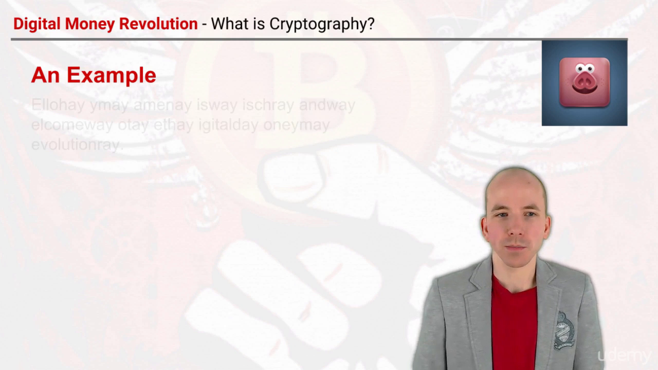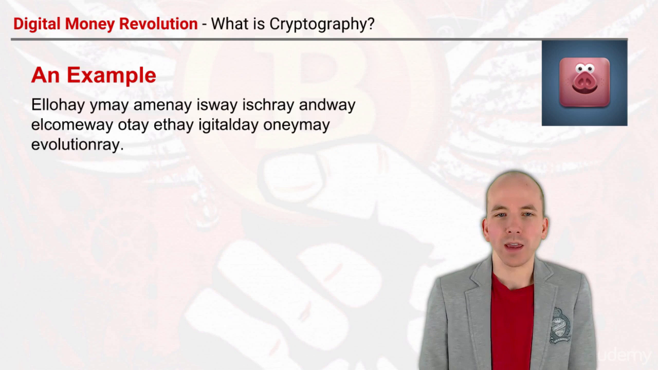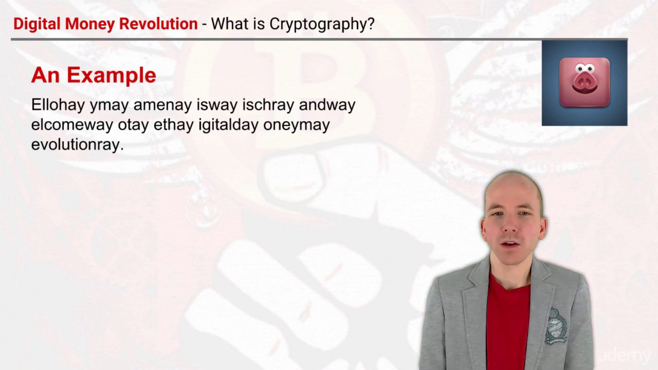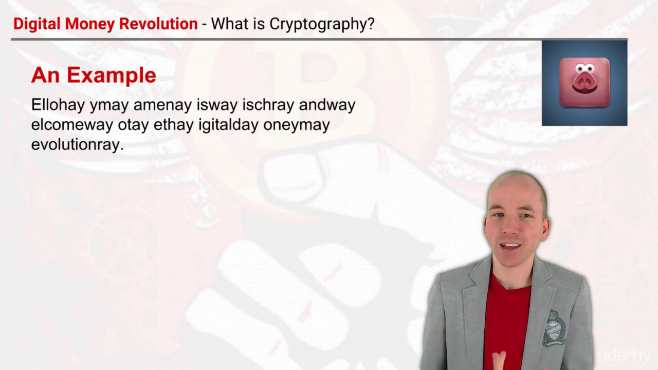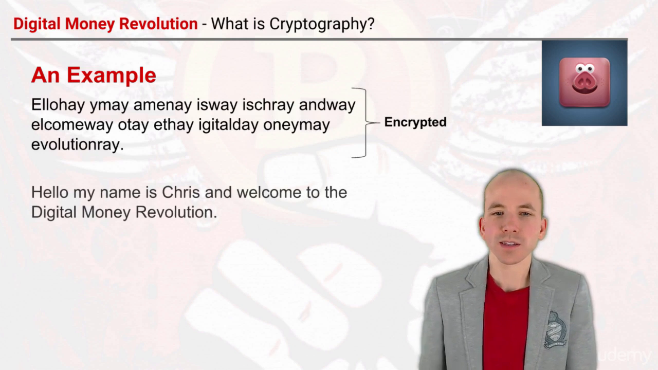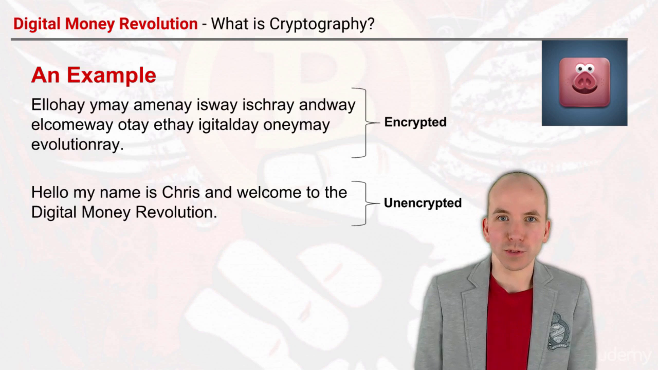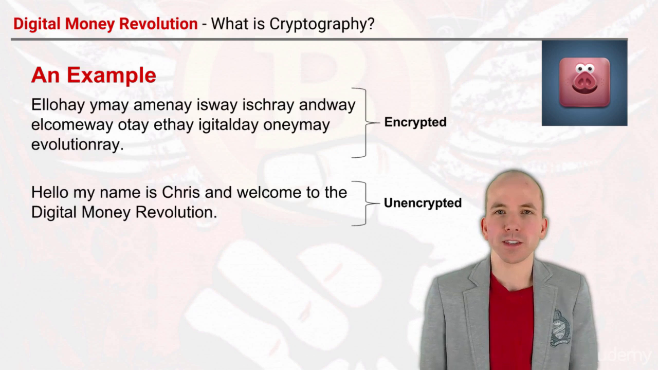Right? So here's an example. This is a sentence that I've encrypted in Pig Latin. Now if you hear that and you see that, and also I didn't use any voice tone there, you may not have any clue what that means. Whereas if I look at this version of the message, this is the encrypted version, whereas this is the unencrypted version. That actually says, hello, my name is Chris and welcome to the Digital Money Revolution. But I ran it through Pig Latin, and that first example there is the same thing in Pig Latin.